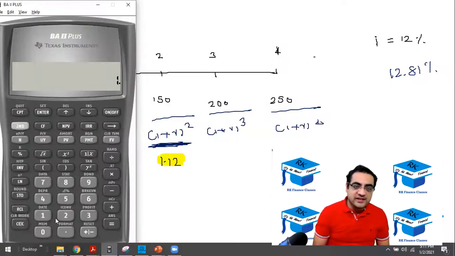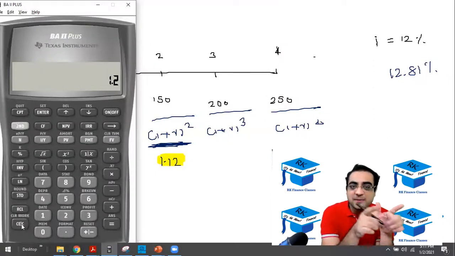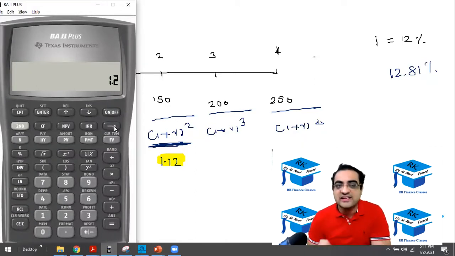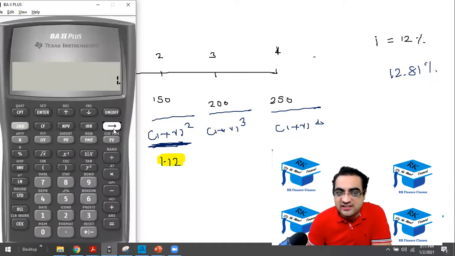Okay, so 1.12, sorry. So I pressed 2. I need to delete that and then press 1, 2. So how do I delete that? Behind the on/off key there is a right arrow key. If I press that, then the last digit that you entered gets deleted, like this.